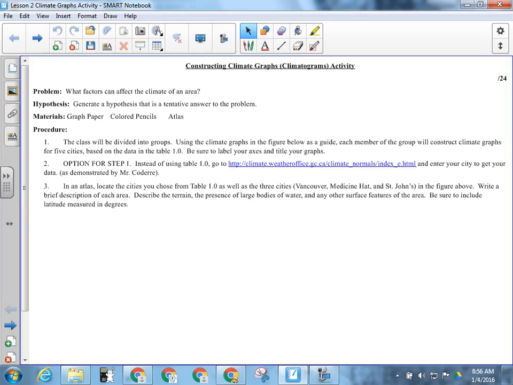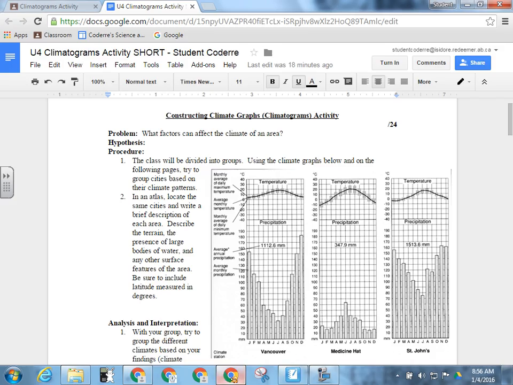All right, using the climate graph, or sorry, where does it say? Okay, your instructions are different. How about I look at what you have for instructions?